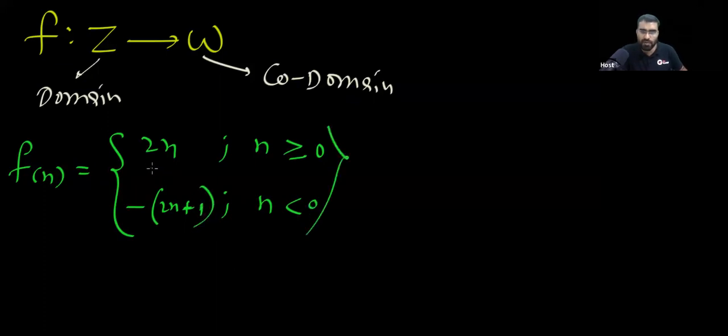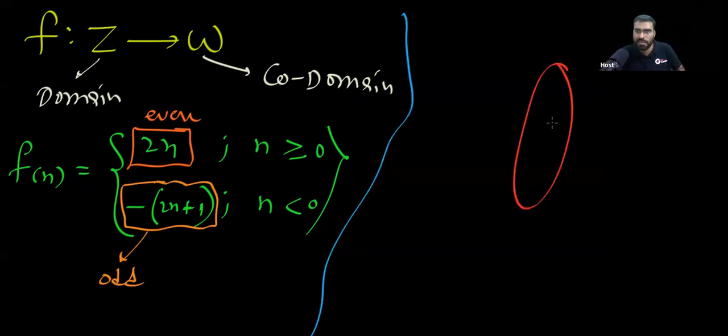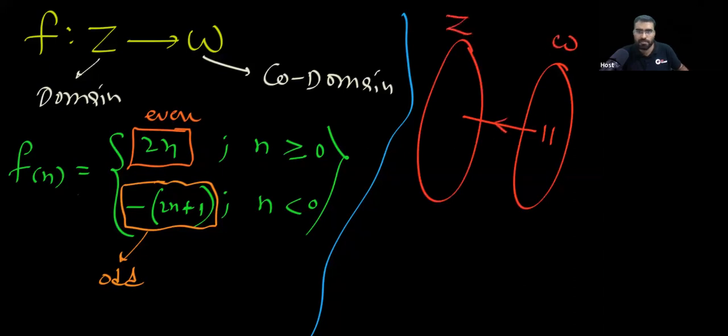Now, you can notice one thing. This image is always even. Do you agree? This number is always even, 2n. And you can note this image is always odd. This number is always odd. So if you are getting an odd image, then from where must that have come? For example, if you have some number 11, then who is the preimage of this? Who must have been the preimage?